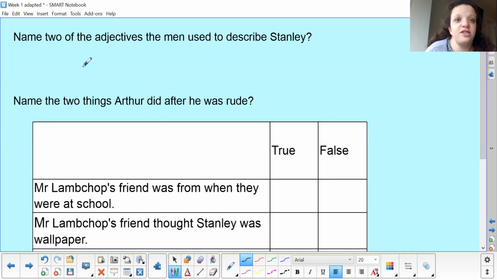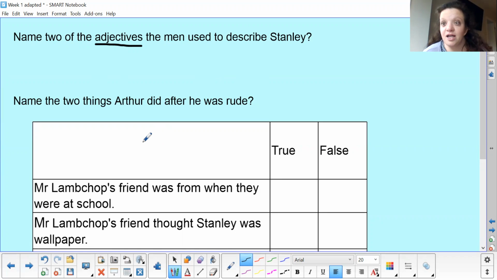So the first one is, name two of the adjectives the men used to describe Stanley. So two adjectives the men used. So what's an adjective, first of all? Who can remember? Pause your screen and see if you can write it down. What's an adjective? Okay, now we know that an adjective is a describing word, and it describes our noun. It describes our person. Our noun is our person, our place, our thing, and it describes it.